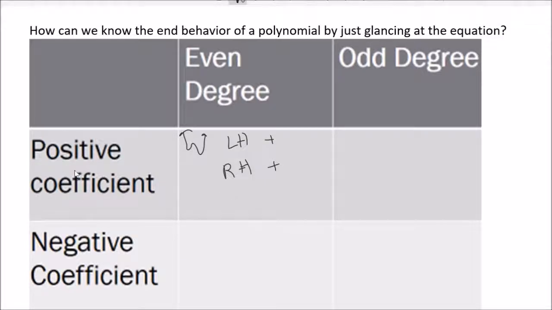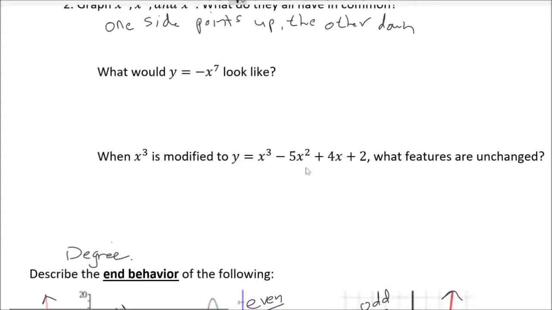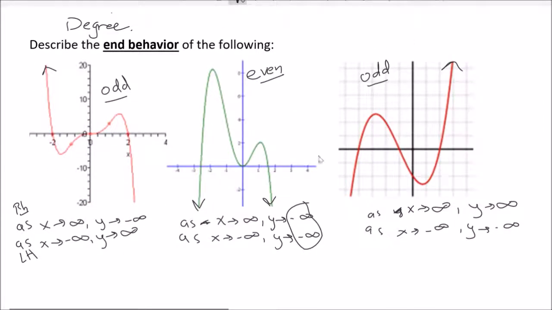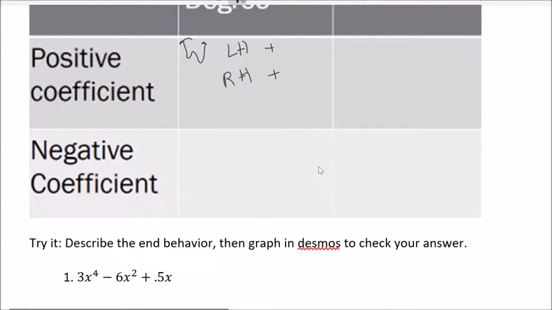Let's look for one that we had with a positive coefficient with an odd degree. So where do we have one of those? Looks like right here. Positive coefficient because it's 1, degree 3 because it's odd. And that did something like this. Up on the right, down on the left. So very similar to this one. So I'm going to make a note of that.